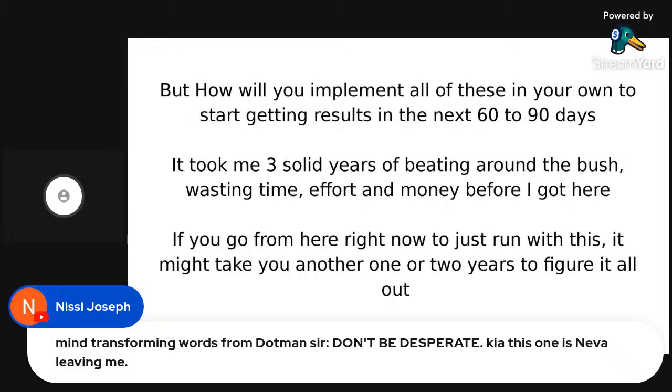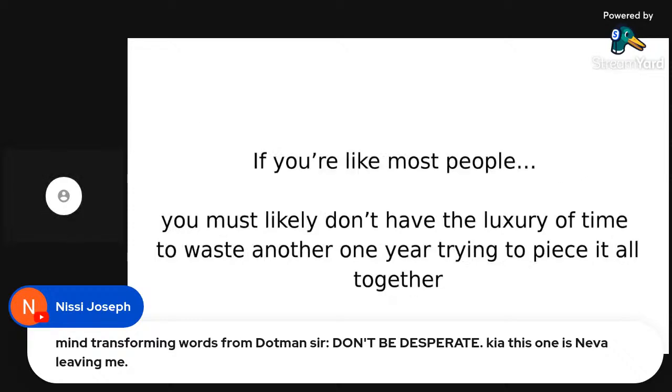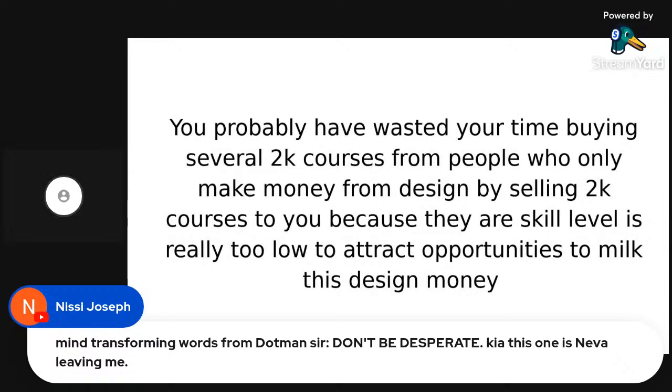But how will you implement all these things on your own to start getting results in the next 60 to 90 days? It took me 3 solid years of beating around the bush, wasting time, effort, and money before I got here. If you go from here right now and just run with it, it might take another 1 to 2 years to figure it out yourself, like I said initially. If you're like most people, you most likely don't have the luxury of time to waste another year trying to piece it all together by yourself. You probably have wasted your time buying several 2K courses. Yes or no?